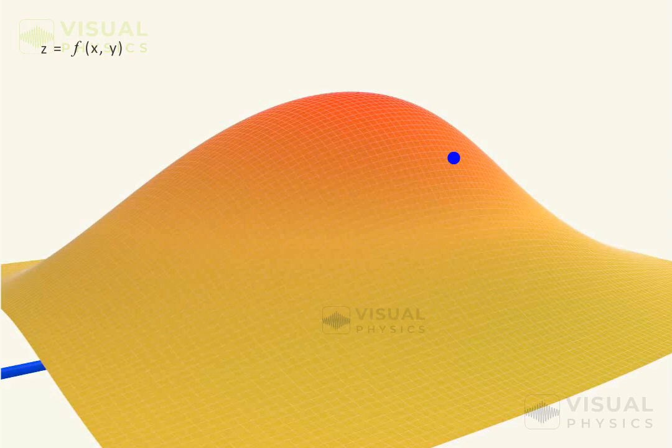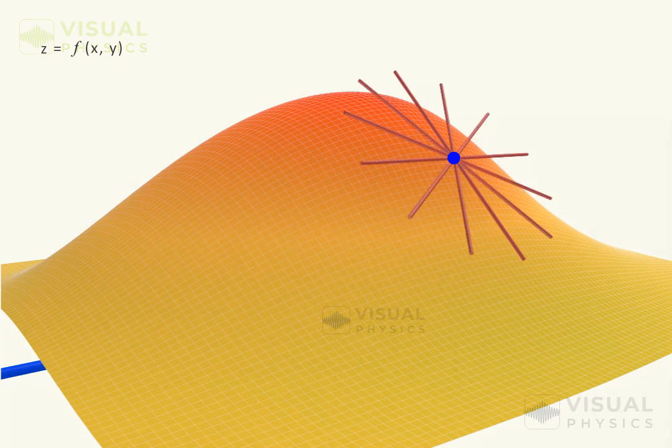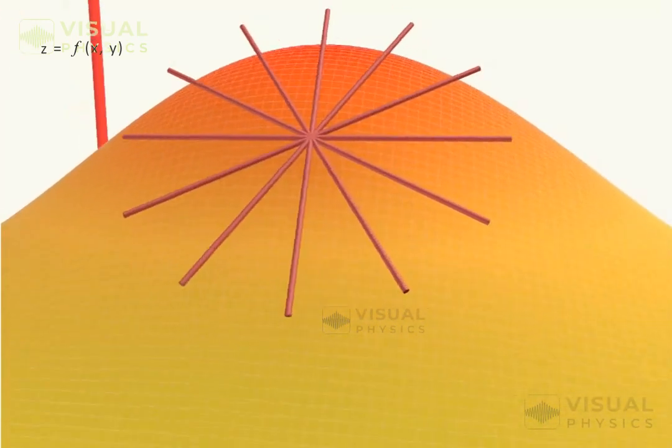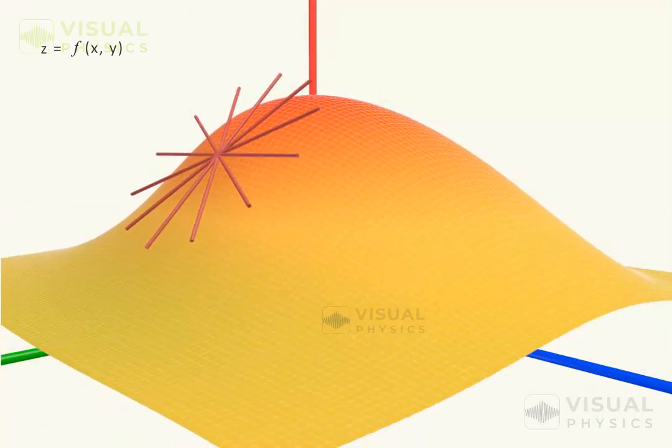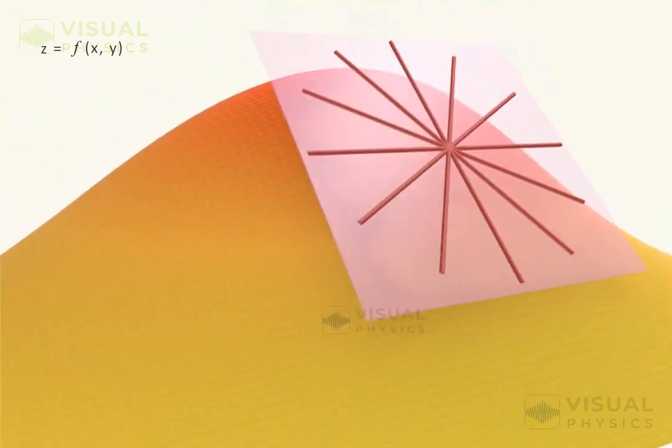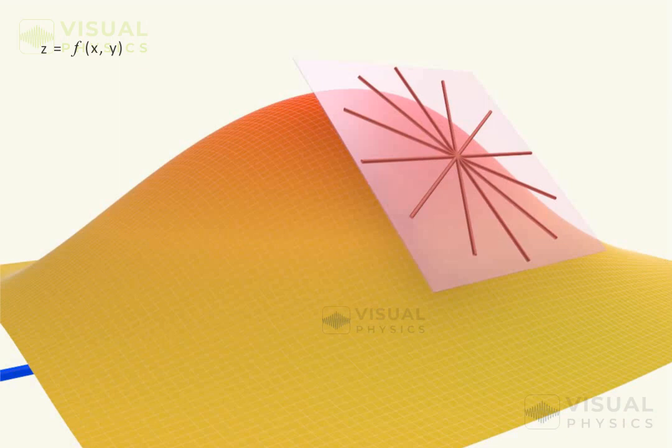Well, if we try to draw a tangent line, then there is no single tangent line at this point. Each tangent represents the slope of the surface along that direction. However, all these lines will lie in a plane, which can be said to be a tangent plane to this surface at this point.